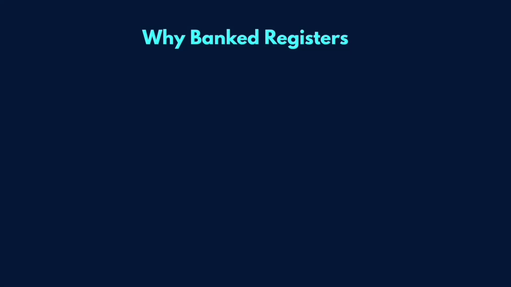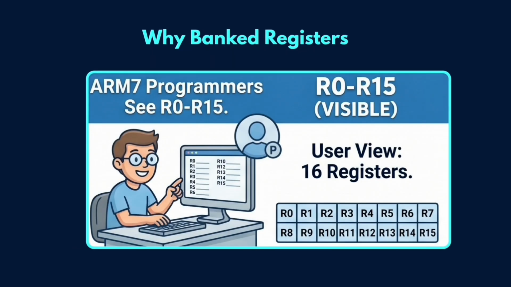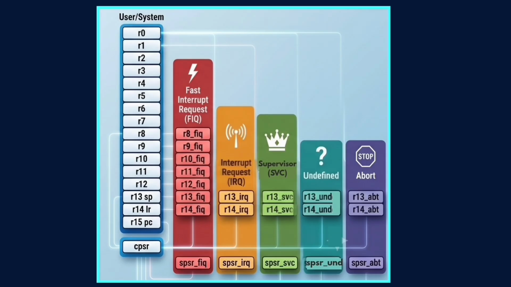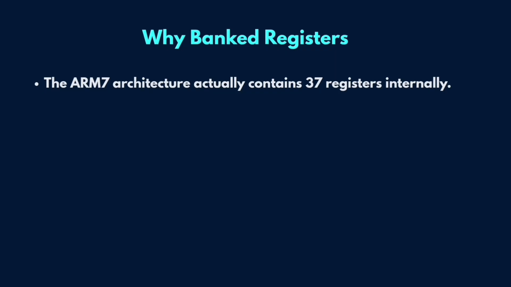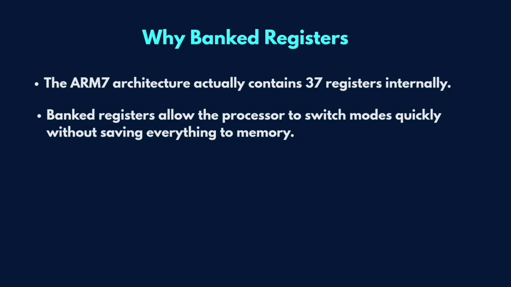Why banked registers? ARM7 programmers see registers, that is R0 to R15, but internally ARM7 has multiple copies of registers depending on the mode. These are called banked registers. The ARM7 architecture usually contains 37 registers internally. Banked registers allow the processor to switch modes quickly without saving everything to the memory.